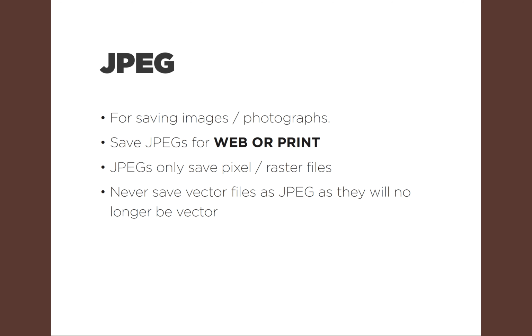JPEG stands for Joint Photographic Experts Group. JPEGs are used widely because we can use them on the web, we can use them for print, we can basically use them everywhere. Now, JPEGs only save pixels, they don't save any vector files whatsoever. If you save a vector file as a JPEG, it's no longer vector because it will be rasterized. JPEGs, however, have one inherent problem. JPEGs are what's called a lossy format.